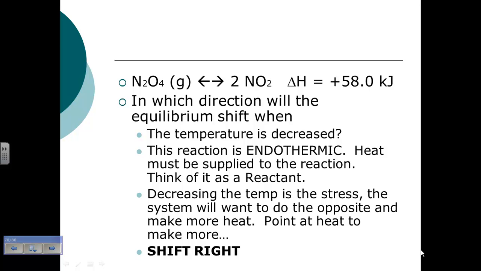If I drop the temperature, oh, I wrote shift right. Temperature is decreased, it's going to shift left. When I shift left, I can make more heat. Please make a note on your notepad page. Don't write down what I mistakenly wrote down. I apologize, but you're going to change it for me. It's going to shift left to make more heat. Decreasing the temperature of an endothermic reaction, we want to point at the heat. Well, if the heat's on the left, I better point left to make more heat.